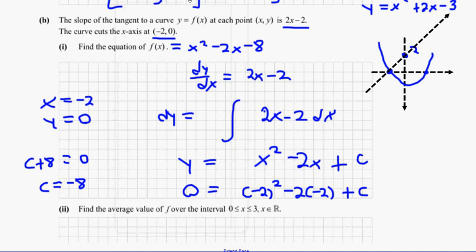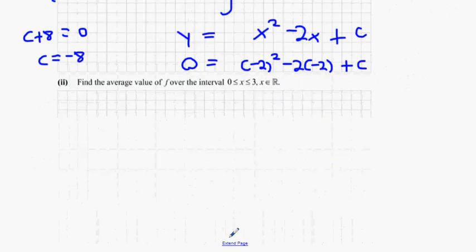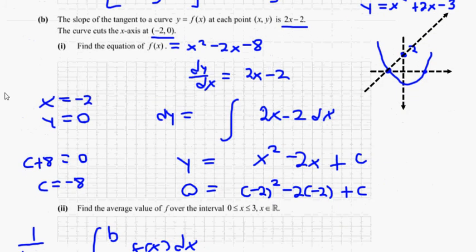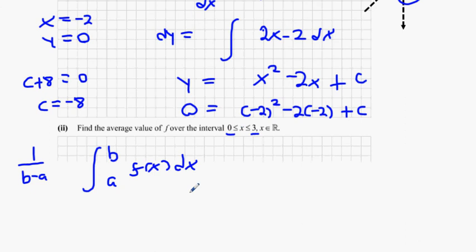There's no problems there. What does it mean by average value? Will you find that in your tables? Average value in your tables, is it? It's 1 over b minus a, integral from a to b of f of x dx. Now what do I mean by b and a? Upper and lower limits. And what's the upper and lower limit here? 3 and 0. What's the f of x function? X squared minus 2x minus 8.